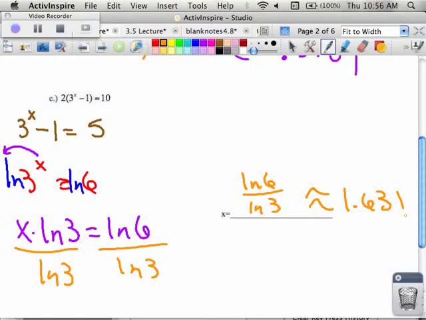So the logging is allowing us to attack the power that has a variable. That's the whole point of it, because we're using one of those rules from our logarithms. We can pull that exponent down. So that's a goal that we have, if there's an x in the exponent.